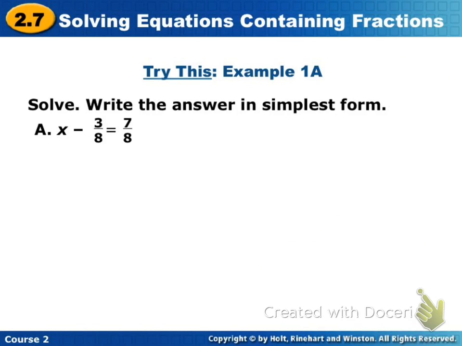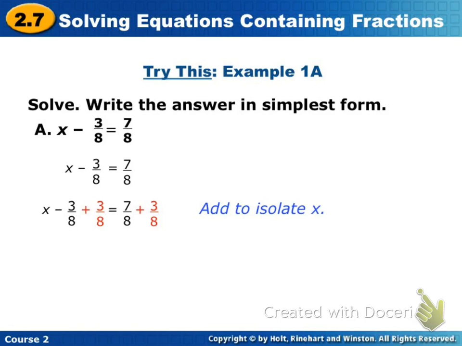x minus 3/8 is equal to 7/8. Again, you are undoing subtraction, right? So we want to add 3/8 to both sides. And it's much easier when we have a common denominator, and we can simplify.